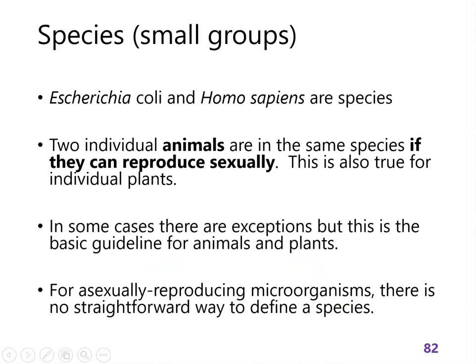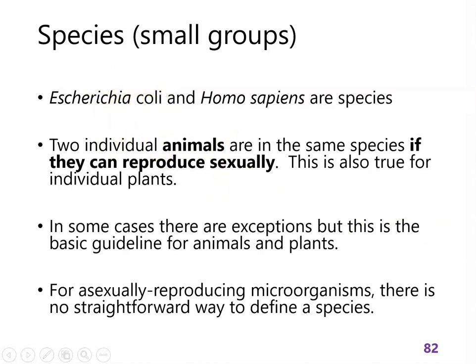At the other end we have things like species. So, oh, that should be italicized. Darn. Anyway, this should be italicized. Escherichia coli and Homo sapiens are species. So Escherichia, that's a genus. Homo is a genus. But if you say both the genus and species, you are naming a species. And they both should be italicized.